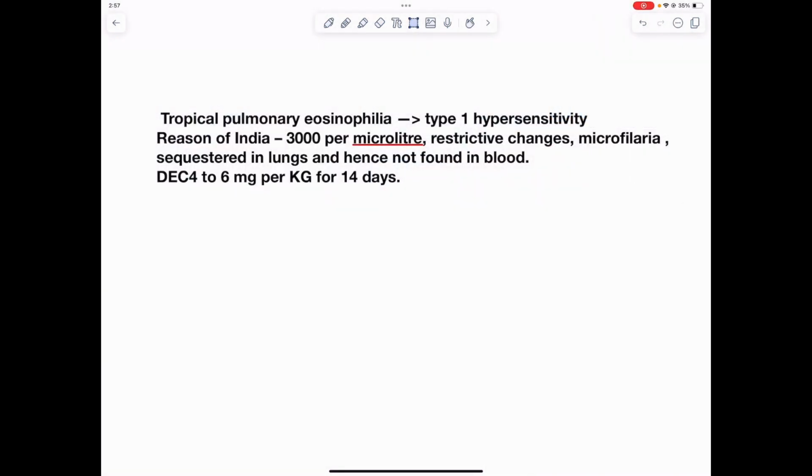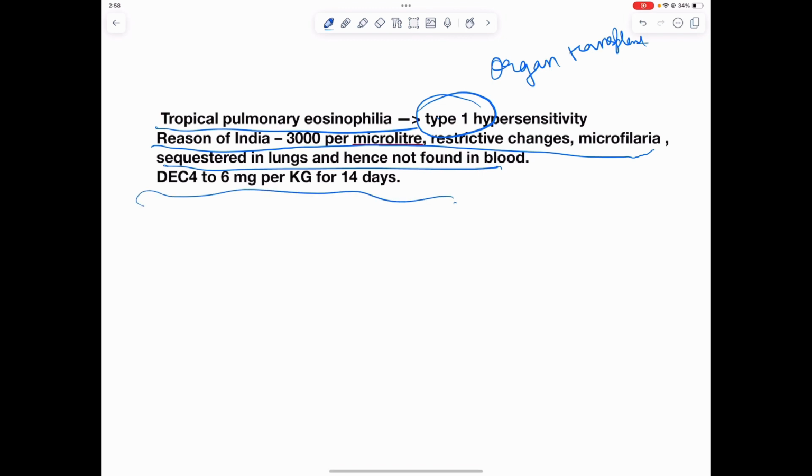Now more on respiratory, you would see tropical pulmonary eosinophilia often given, which is a type 1 hypersensitivity. What is organ transplant hypersensitivity? Please write it in the comment section. And then we have the criterion for tropical pulmonary eosinophilia, that is 300 per microliter, and we see restrictive changes in the lungs, and microfilaria is sequestered in the lungs, therefore it is not found in blood. What is the drug? The drug is 4 to 6 milligram per kg for 14 days.